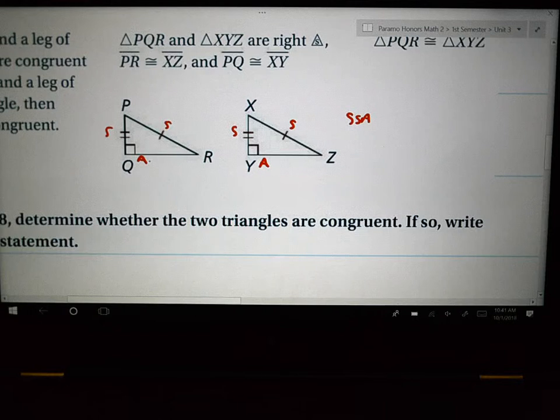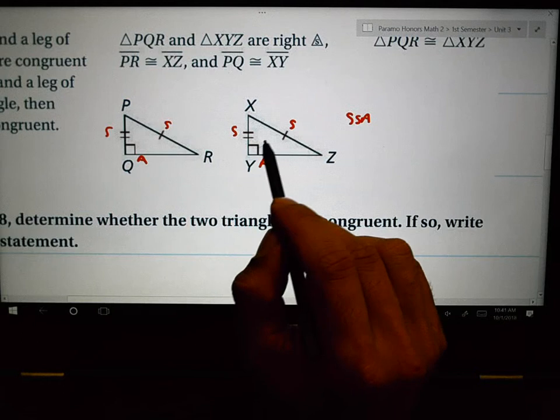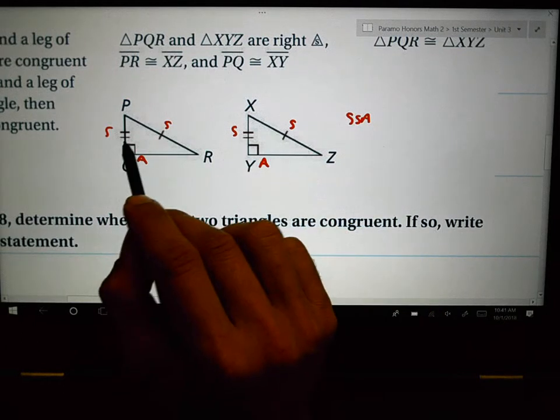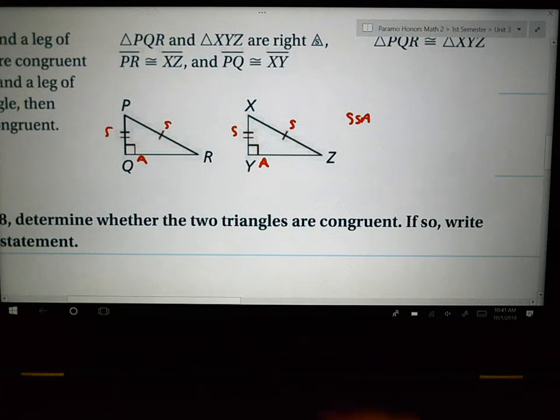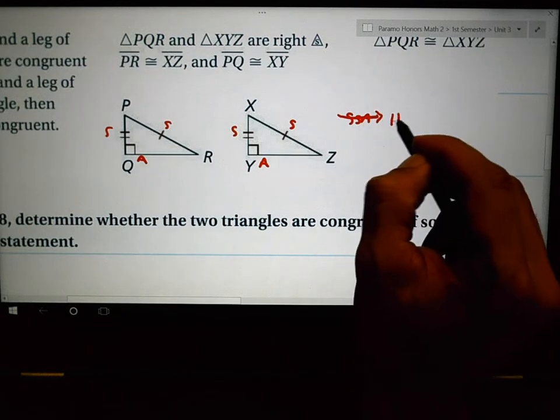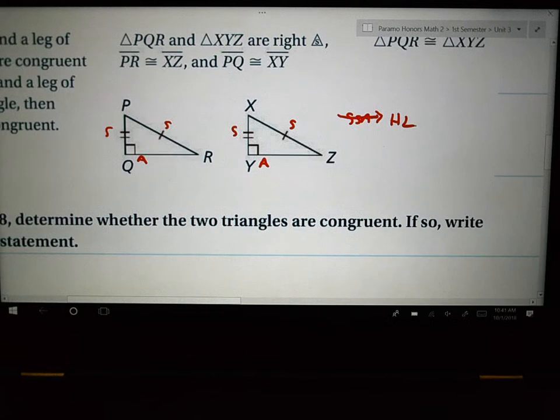Well, there is no side-side angle postulate. It doesn't exist. But is there a hypotenuse and is there a leg that's the same as a hypotenuse and a leg in the other triangle? And if so, you do not write SSA, you write HL.